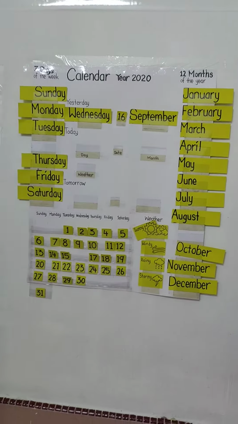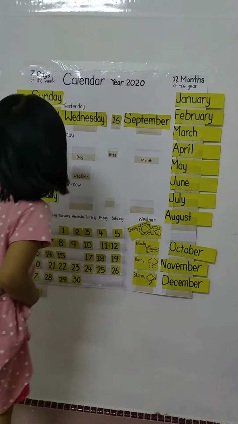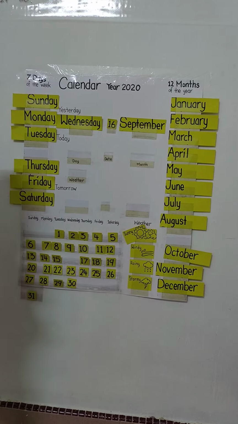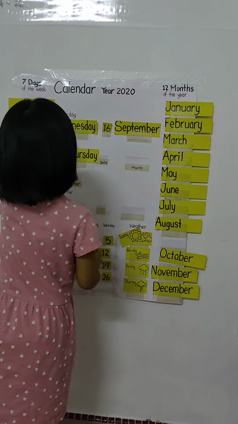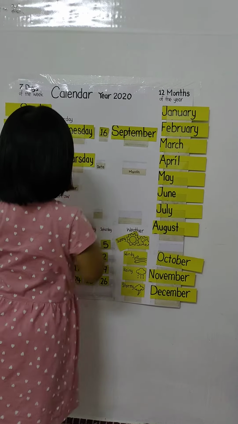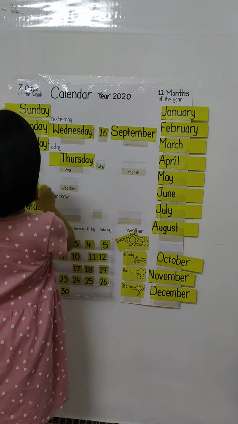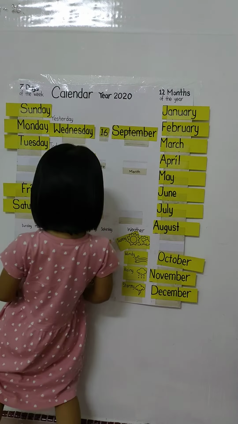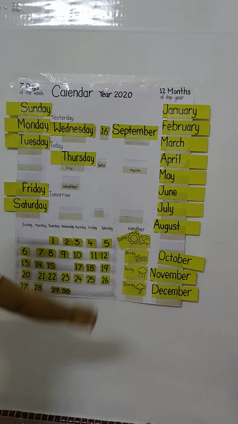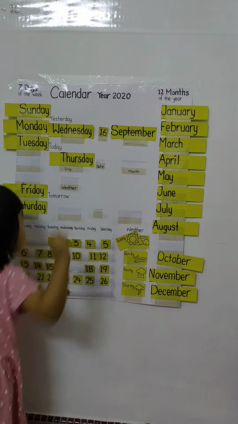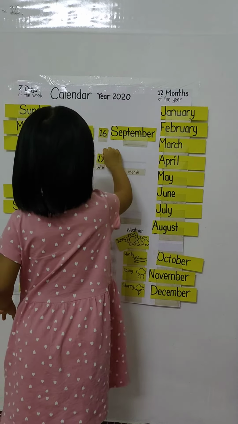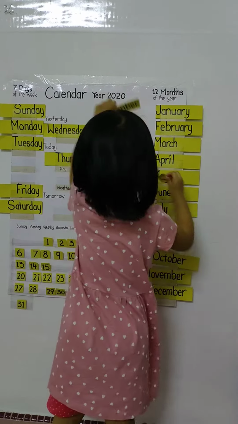Okay, what about today? What day is today? Today is Thursday. Yes, okay. What about the date? It's 17. Okay.